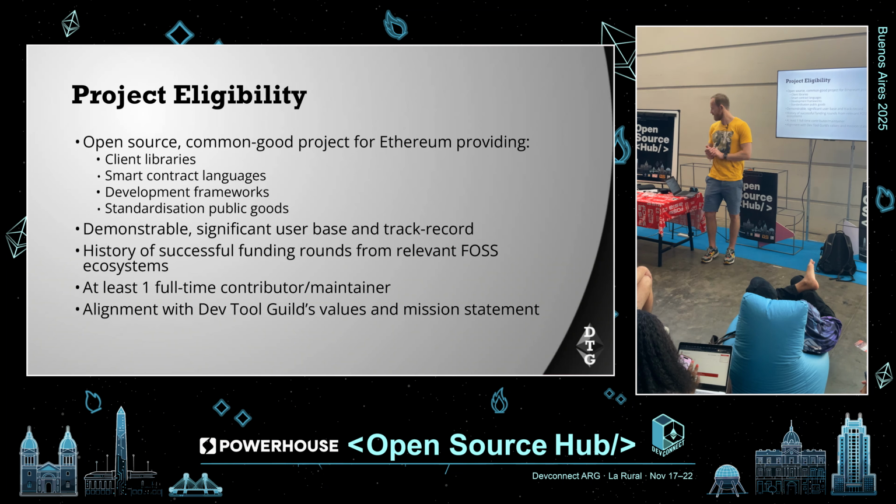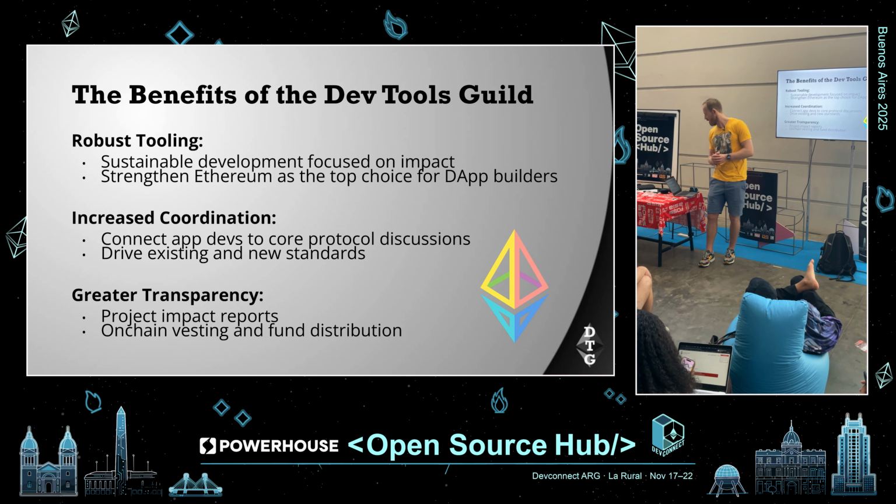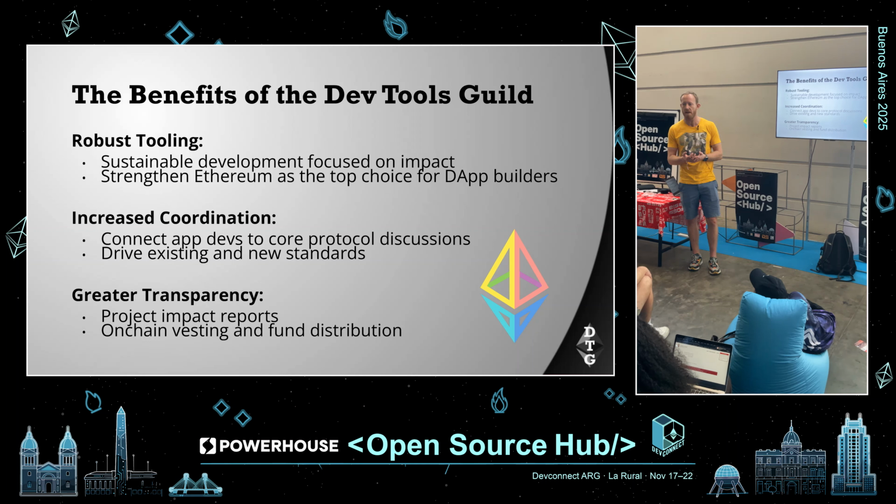So that's some of the eligibility criteria which I just mentioned. But then one of the benefits of having this guild type structure is that it helps reinforce the quality of this tooling. We want to ensure that these tools that people are using to develop apps on Ethereum work very well, that they're reliable, that they're kept up to date, and that they're able to respond if security vulnerabilities are found and so on. Being able to sustain this is very important for the entire ecosystem.